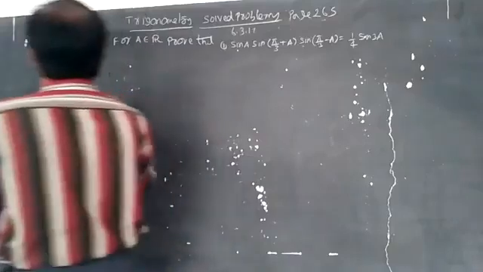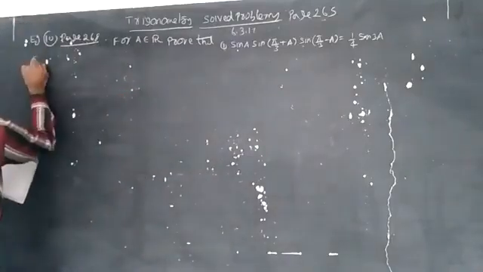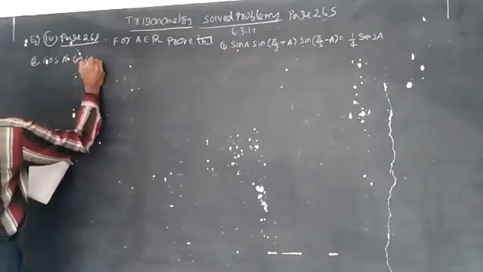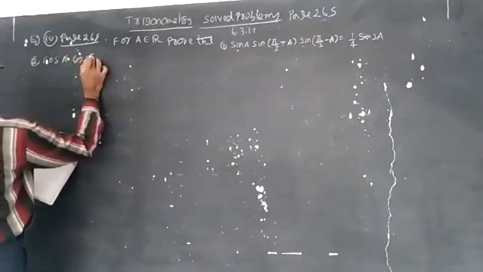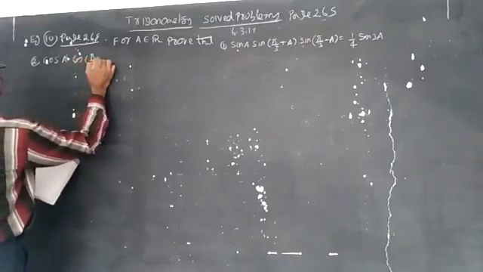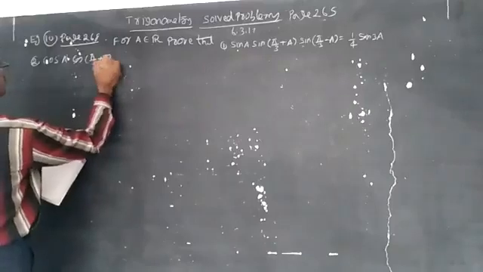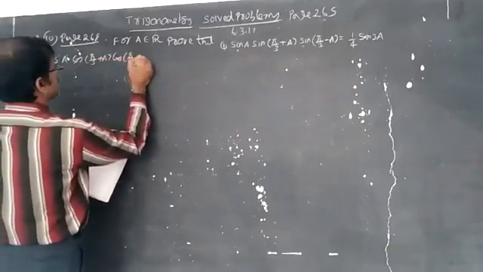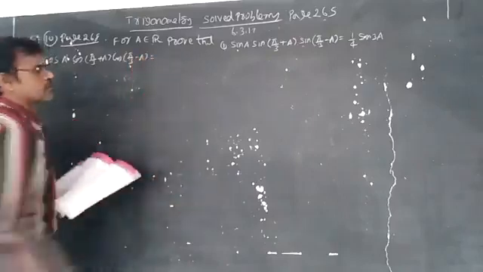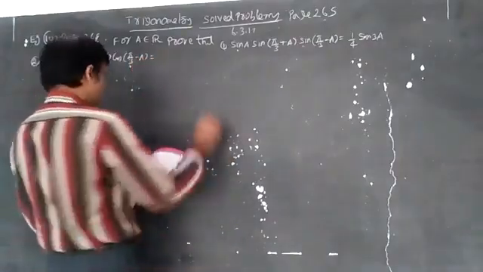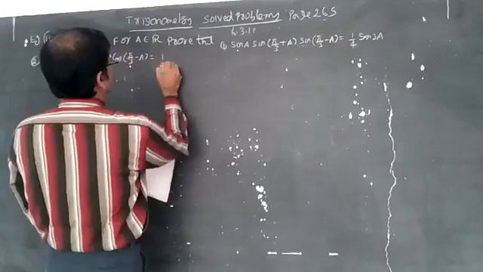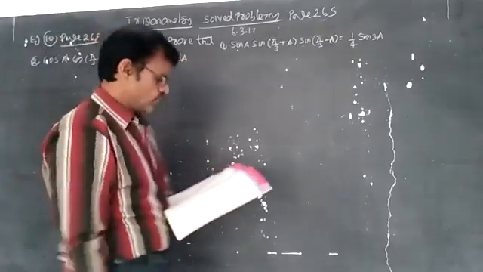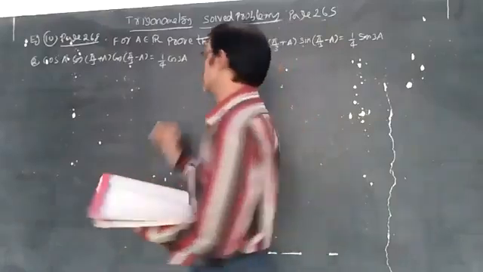Second one, cos A into cos of pi by 3 plus A into cos of pi by 3 minus A is equal to 1 by 4 cos 3A, and hence reduce that.